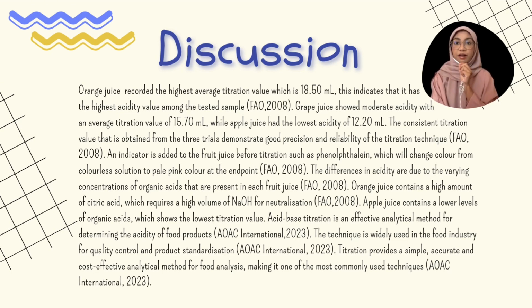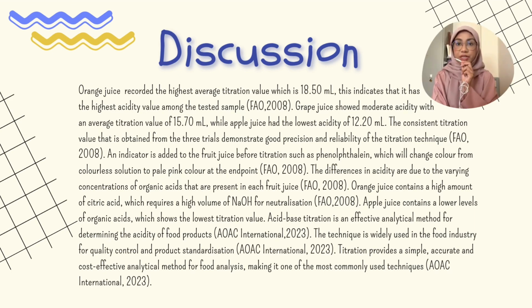During the titration, phenolphthalein was used as the indicator. It changed from a colorless to a pale pink color at the endpoint, signaling that neutralization had been achieved. This experiment also demonstrates the importance of using proper titration apparatus and techniques. Accurate readings, careful endpoint detection, and repeated trials help ensure precise and reproducible results.